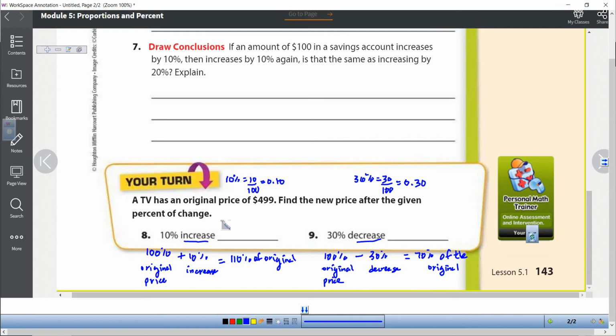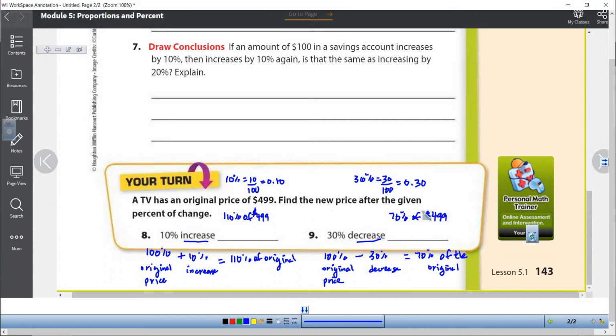So what is it that we want for this problem? We want 110% of $499. And in this one, what do we want? We want 70% of $499. So that's how we set it up, and then we have to do this problem. Now again, we did these types of problems previously.